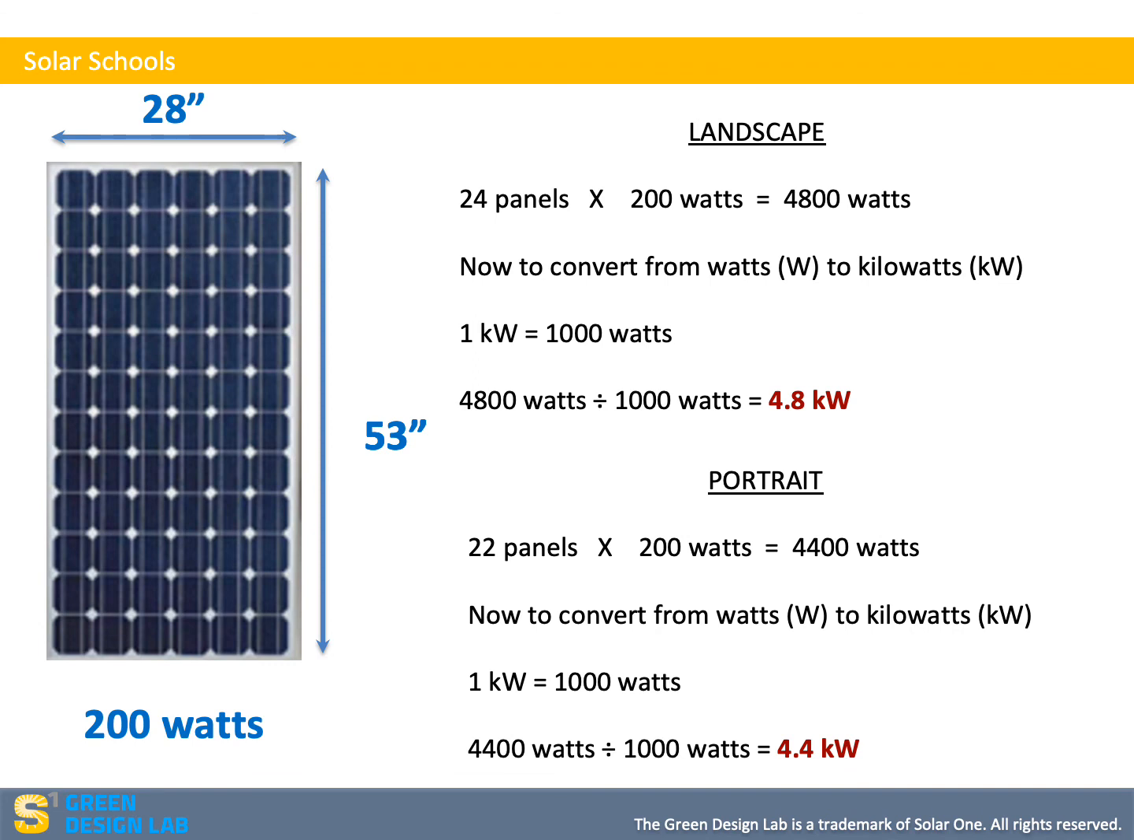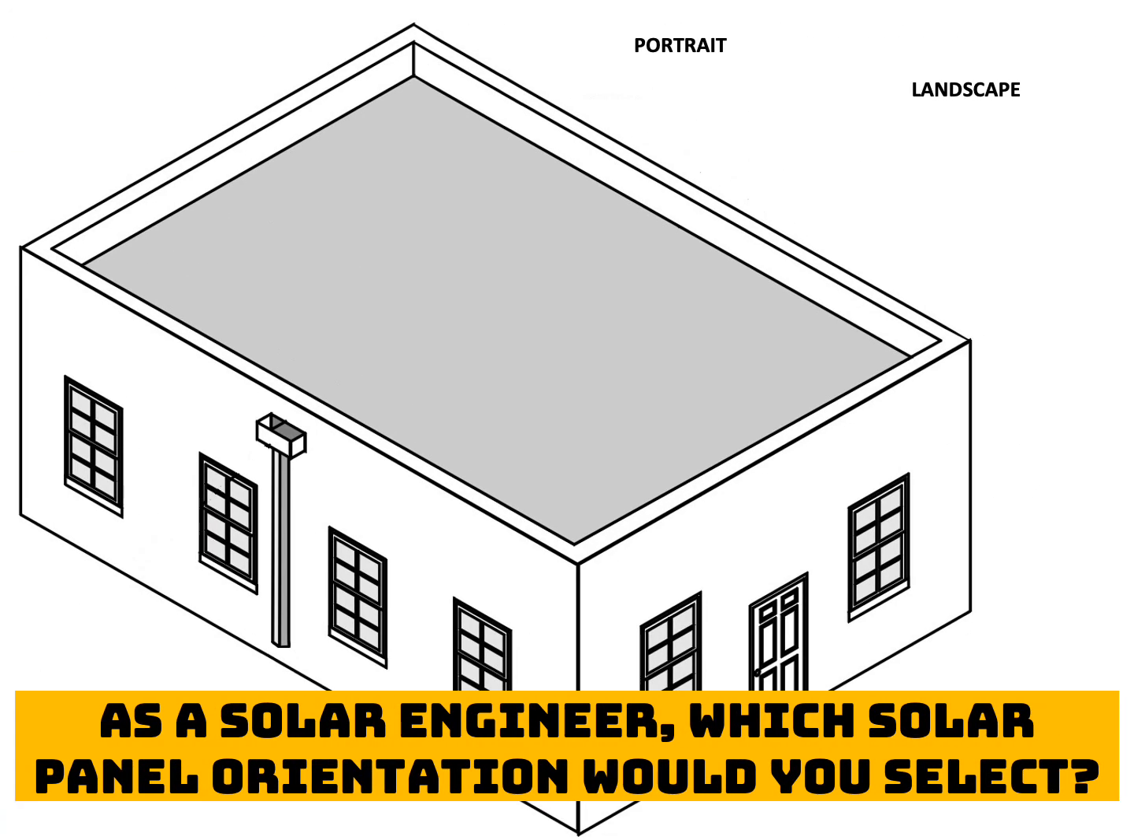Our solar panel has this power output of 200 watts. We multiplied that wattage by how many panels fit on the roof in both landscape and portrait. Then we convert our units from watts to kilowatts. Which solar system design, portrait or landscape, would produce the most electricity? So as a solar engineer or solar installer, which orientation would be best to install our solar panels on this roof?